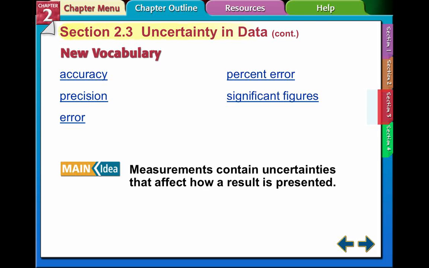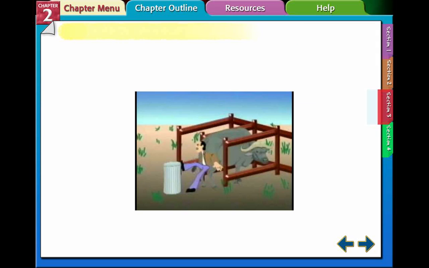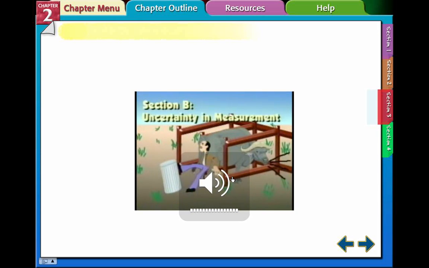New vocabulary: accuracy, precision, error, percent error, and significant figures. Main idea for this section: measurement contains uncertainties that affect how a result is presented. Go ahead and watch this movie. Section B, Uncertainty in Measurement.